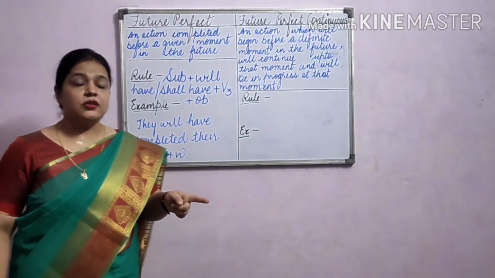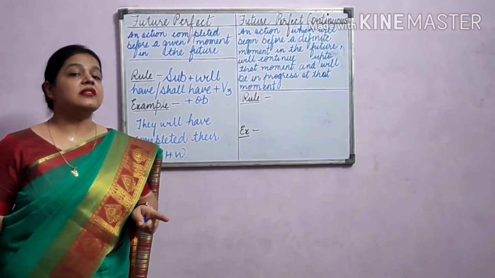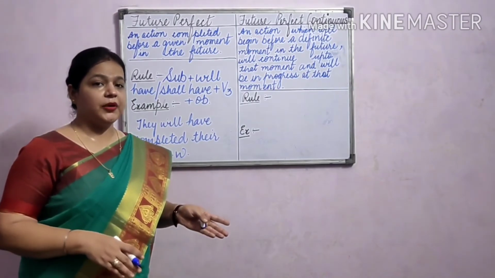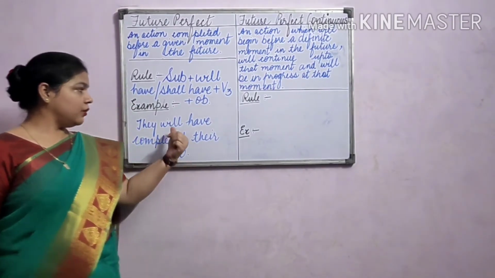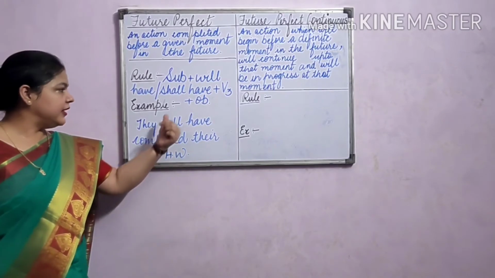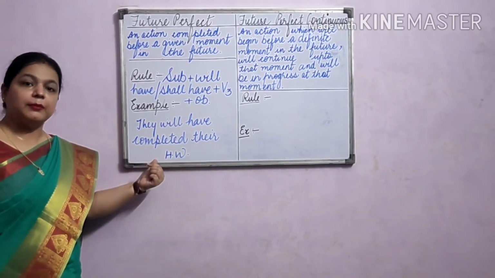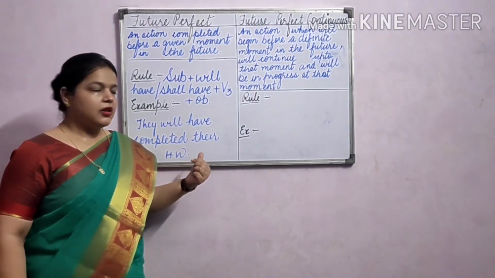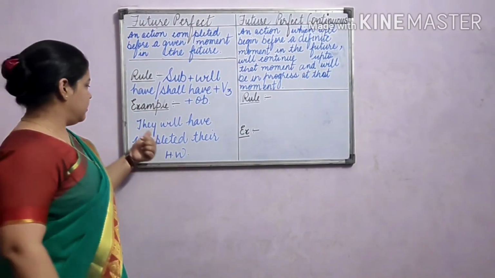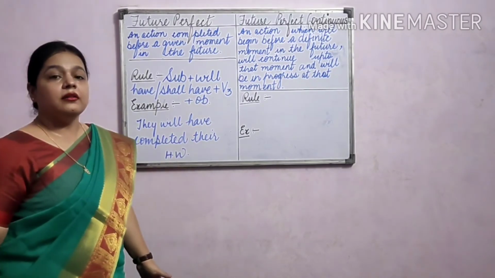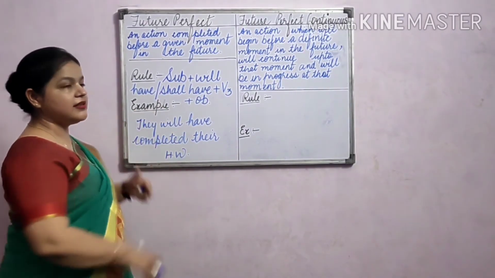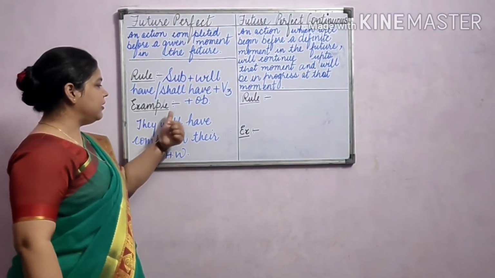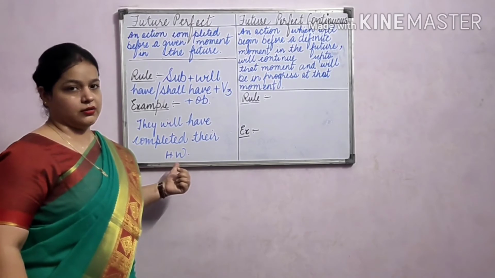They belongs to which person? It is third person. As I taught you, with third person as well as with second person we use will. And you can notice I have written here will only. Will have, third form is completed. Their homework, which is an object. Clear? Its negative will be they will not have. Why? Because not is always placed just after the helping verb. And that is what we have done here also. They will not have completed their homework.